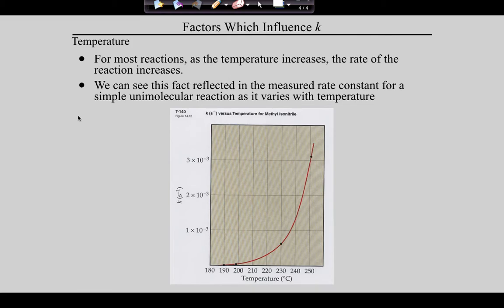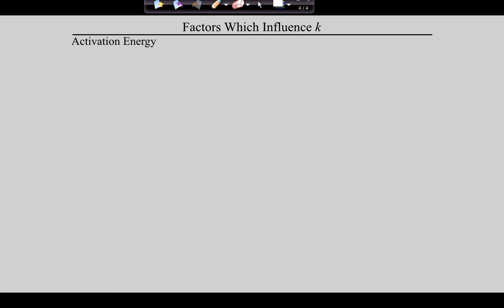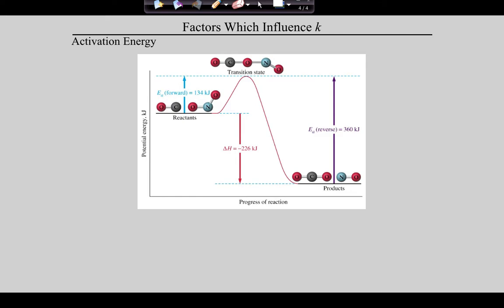We should do this. Activation energy. Next thing we need to talk about, guys, is activation energy. So keeping with, and it doesn't have to be relative to temperature, but guys, what is it that ultimately determines the rate of a reaction?